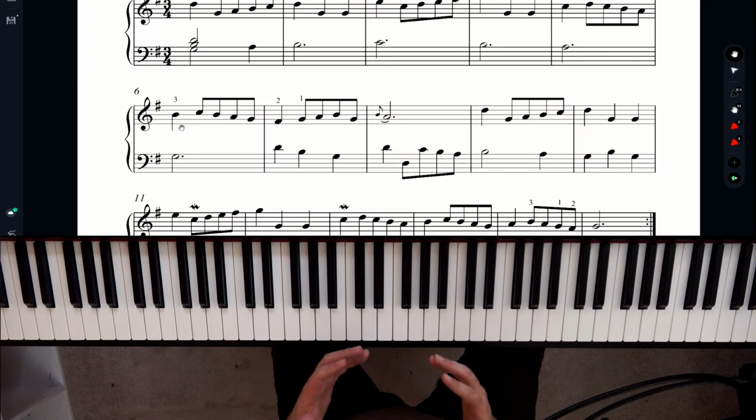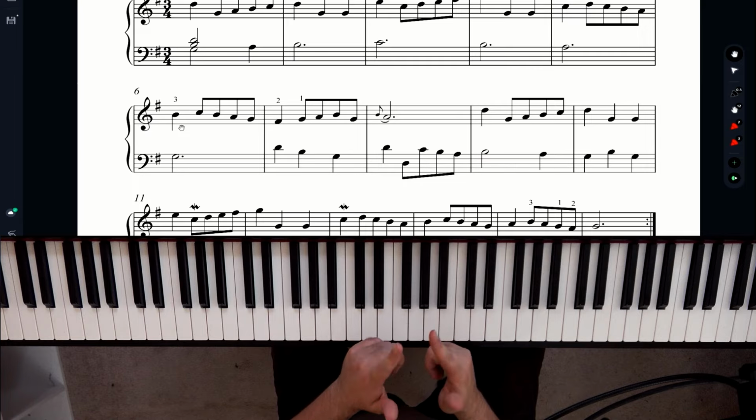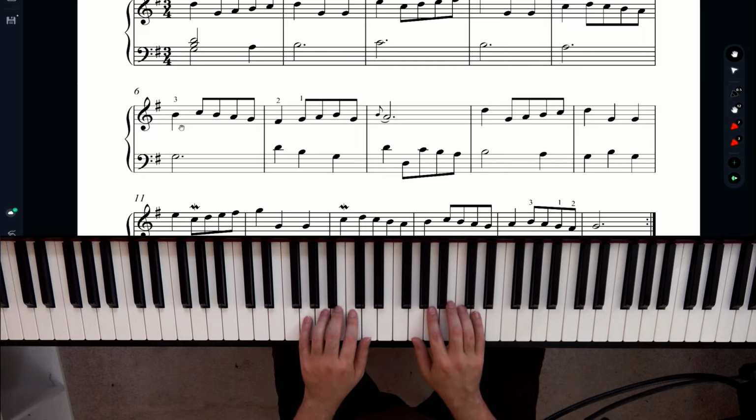So I wanted to play a real example for you with a grace note, and here we have Minuet in G by Petzold, and it is the 2nd line here, and look, we have a grace note, so I'll show you what this is gonna sound like in context.